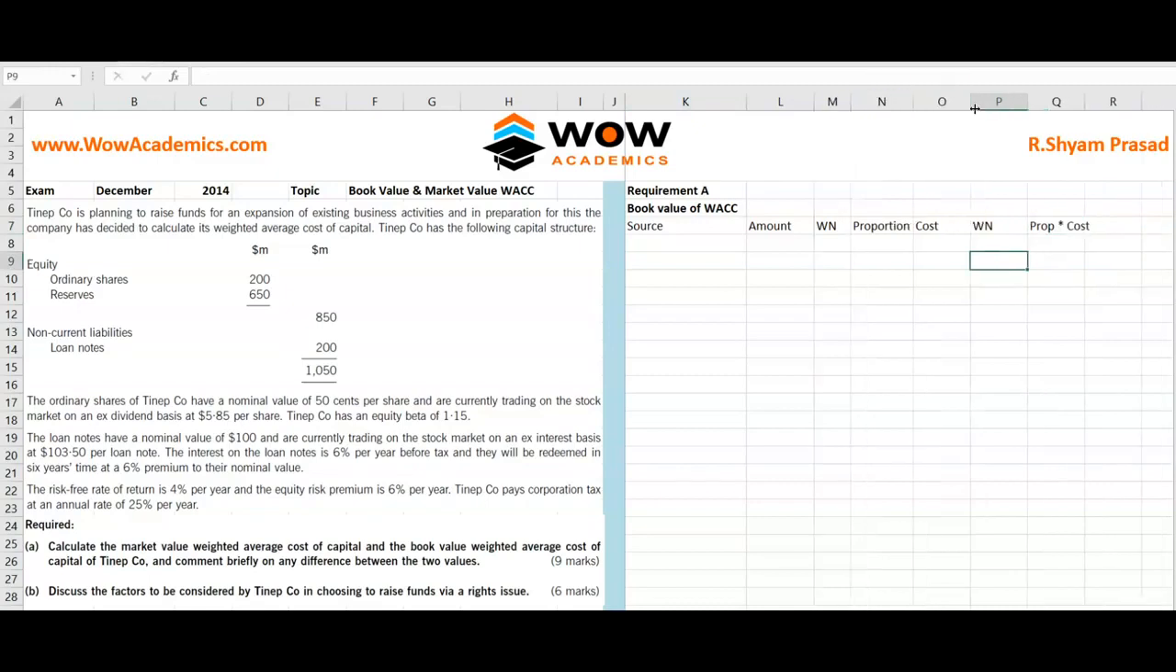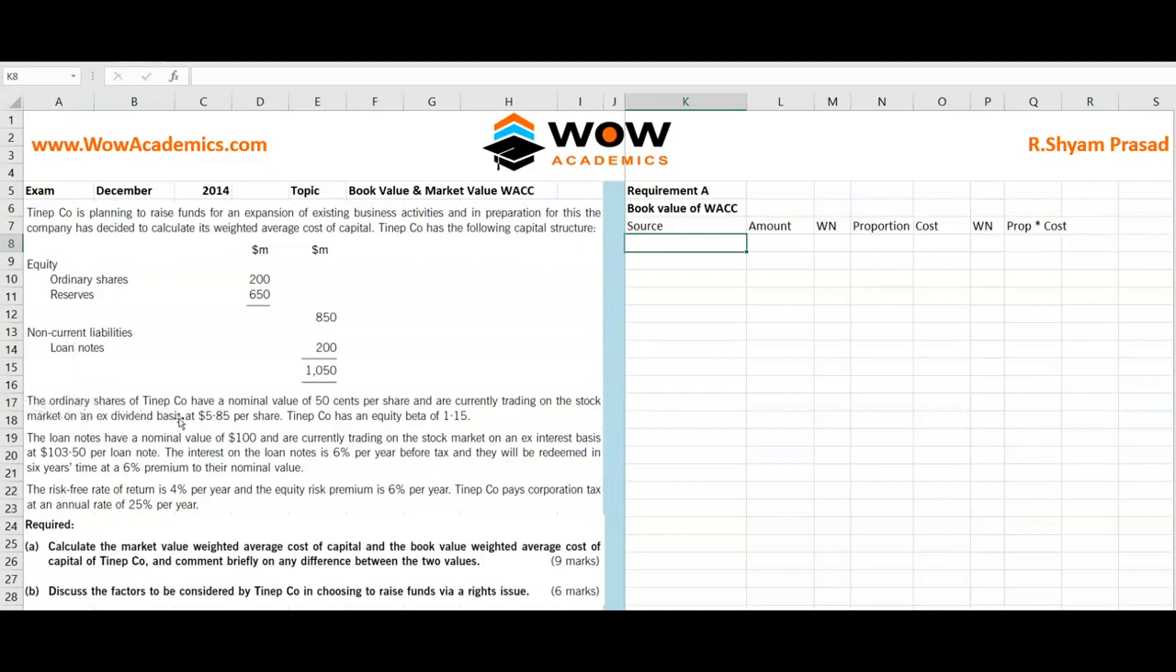Not all tables require a huge space, so we'll keep the working note small and work it out like this. We'll just go through the problem to get an idea. TCO is planning to raise funds for an expansion of existing business activities, and in preparation for this, the company has decided to calculate its WACC. TCO has the following capital structure. So they have equity, reserve, and loan notes. That is their capital structure.